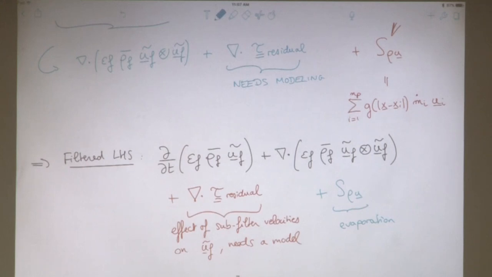The right-hand side requires some more work. In the interest of time, I'll skip a few terms. We'll skip gravity, which is trivial, and we'll skip the viscous term, which is interesting and not closed either. There's going to be some subtleties there, but we'll skip it in the interest of time. We'll focus on one term, which will be the interface exchange term.